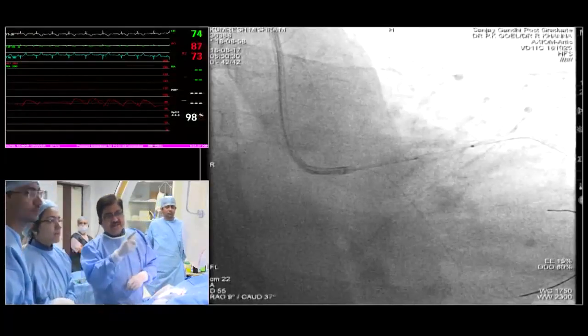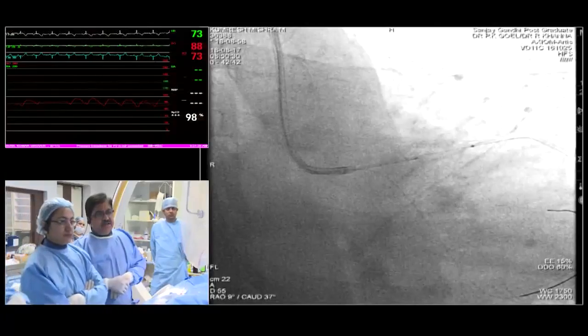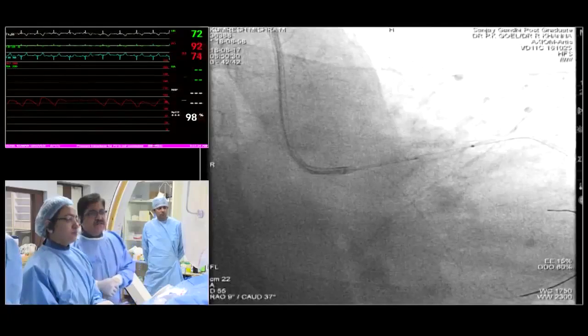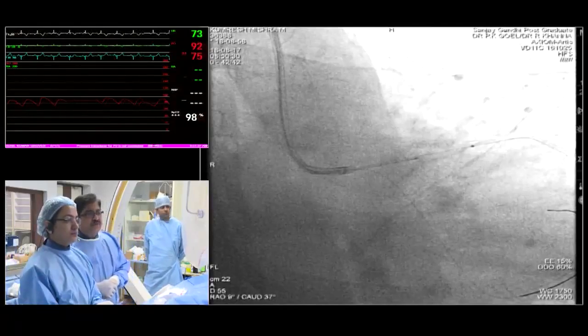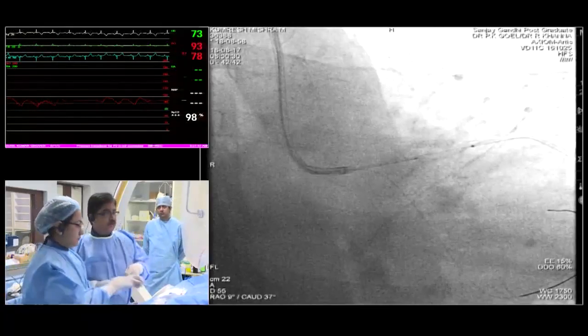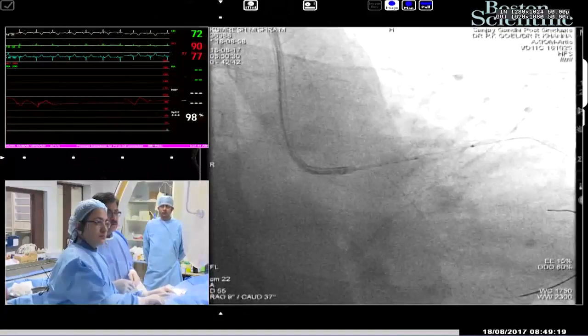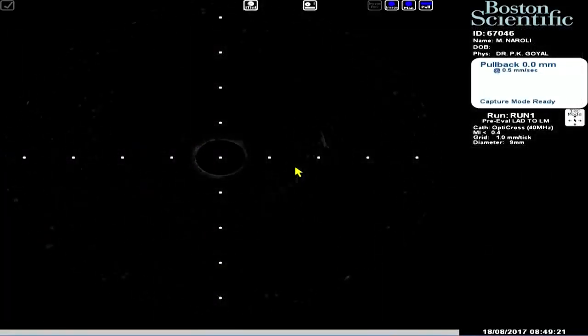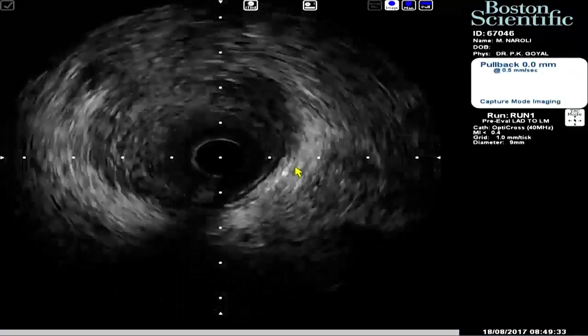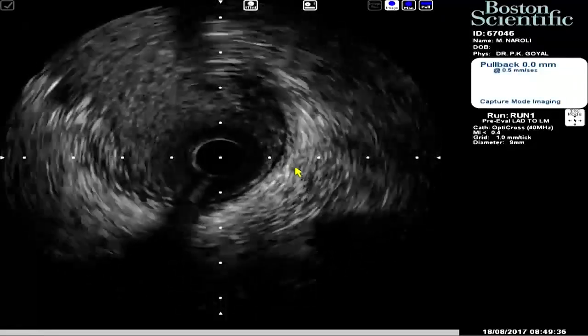Can we see the IVUS? Now you see that is in the LAD. Can we see the IVUS screen, please? We don't have IVUS. Can you show the IVUS, please? Okay, we are able to see it now. Flush down. Just hold on, please. So the IVUS is being seen there. Is that in the LAD right now?